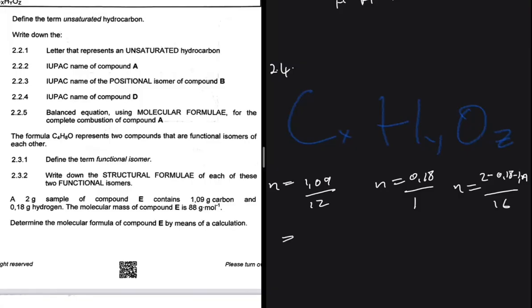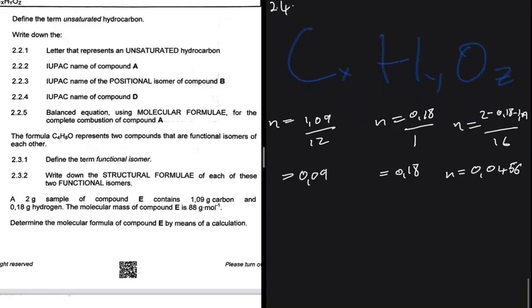So for carbon, I'm getting 0.09. So we have 0.09 for carbon. And then for hydrogen, it is going to be 0.18, right? That is easy to see. And then now we just need to compute the number of moles for oxygen. So let me just do that real quick. Why am I getting a math error? Right, I forgot to divide by the molar mass. It is 0.0456, right?